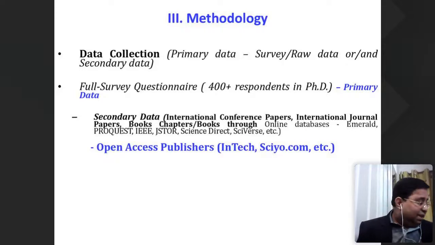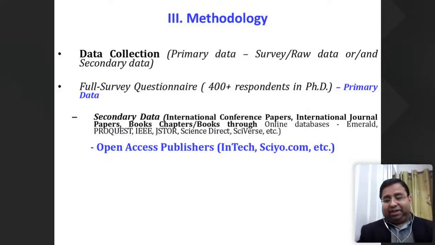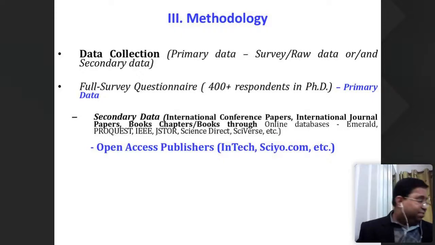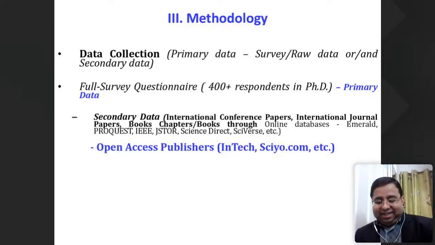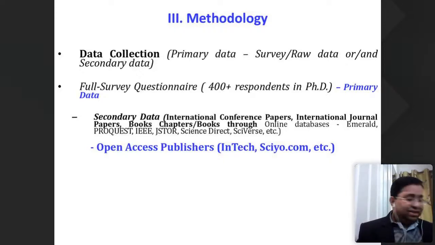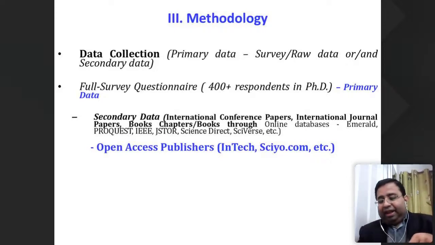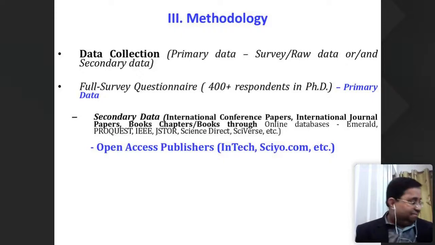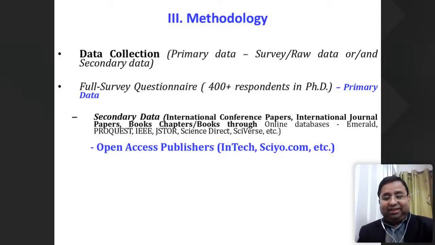Okay, data collection. Basically, try to understand that this is the data collection part, and this is important in that sense. Based on that, you have to decide something: whether you are using primary data or secondary data. You have to decide whether you would like to apply primary data or secondary data. That is the way you can come to the decision.